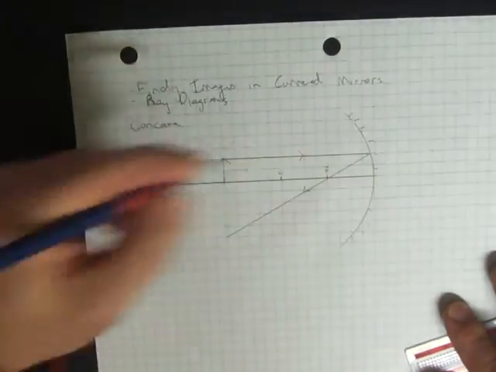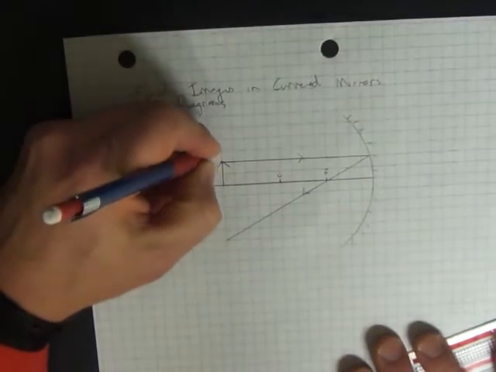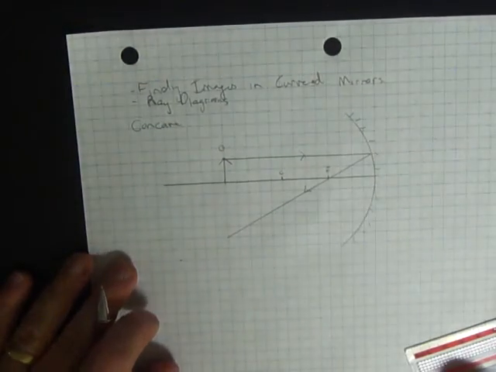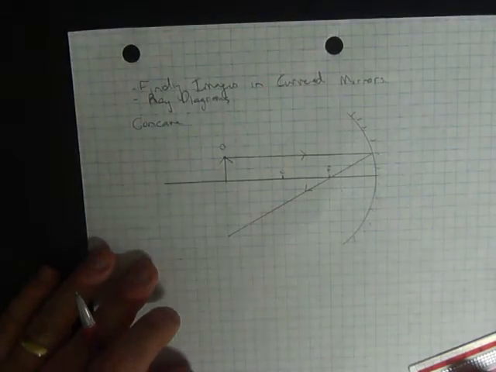And we want arrows in, arrows out. Oh, one thing, I want you to put here O over top of that arrow. What does that stand for? Object. And we're looking for the image.